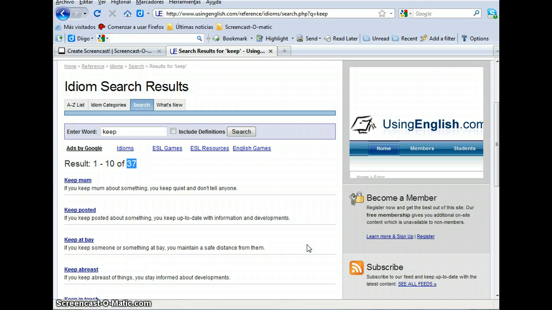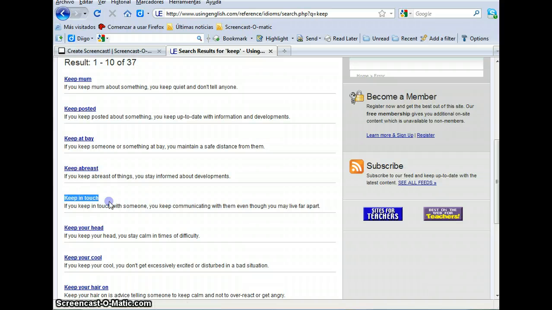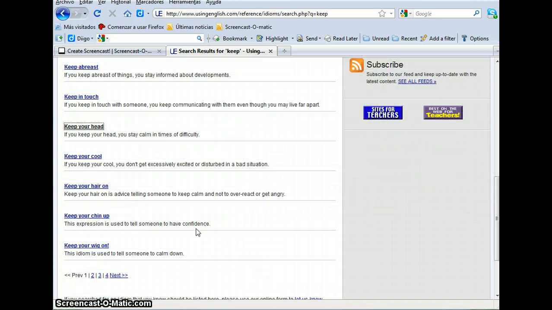So you might find keep when you're reading in some expression. You say, well, I don't know what that means. And you can look it up here as an idiom. So here we have keep mum, to be quiet about something, to keep posted. You're waiting for news about something else. Keep in touch is when you keep in communication with someone. For example, keep your head is to stay calm. Okay. Keep your hair on is the same thing as keep your head.